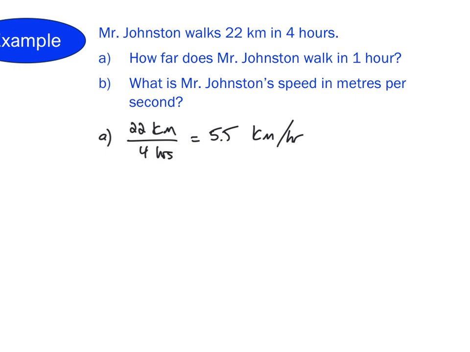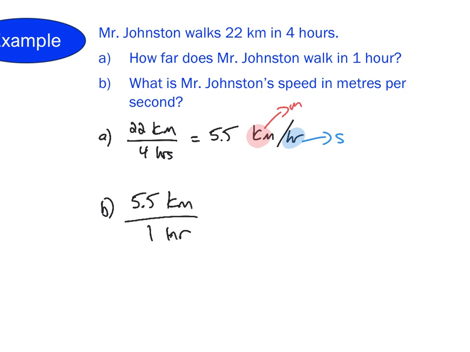Now, part B is an interesting question. Part B says, we see he travels 5.5 kilometers per hour. What is Mr. Johnston's speed in meters per second? This is a little trickier because when we look at speed, sometimes we think of meters per second. And in order to do this, we need to take kilometers and turn it into meters. And we need to take hours and turn it into seconds. So right now, the speed is 5.5 kilometers for every 1 hour.